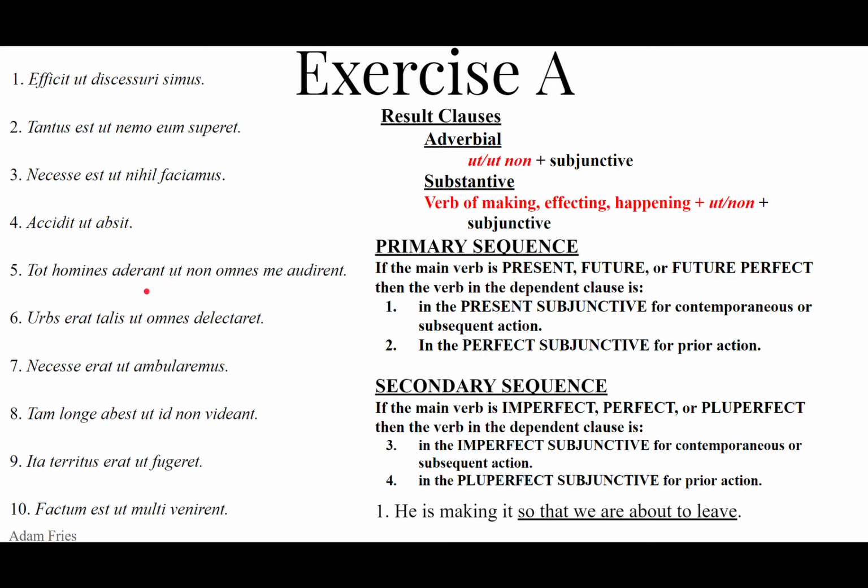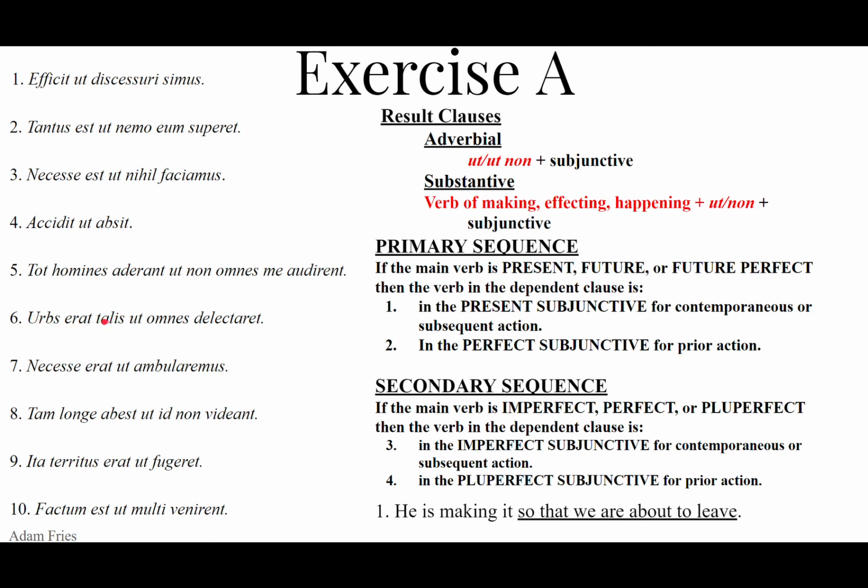Sexta, sententia sexta. Urbs erat talis ut omnes delectaret. Urbs erat talis. Urbs, city, erat talis. Talis is correlative to qualis. Qualis, quale means of what kind, what quality, what sort of thing is that? Qualis, quality. It's answered by talis, of such a kind, of such a quality, or in English we often just say such. The city was such. The city was of such a kind.